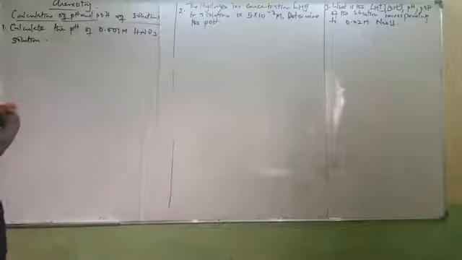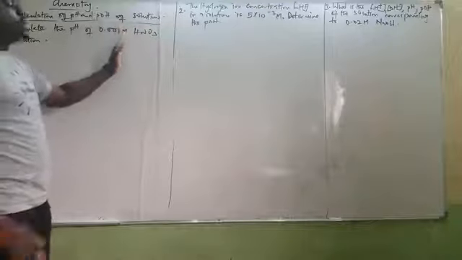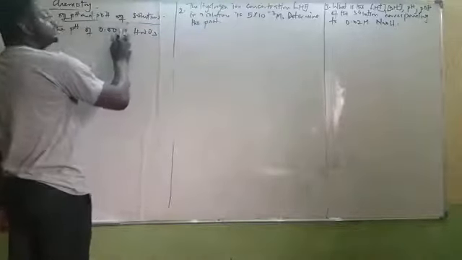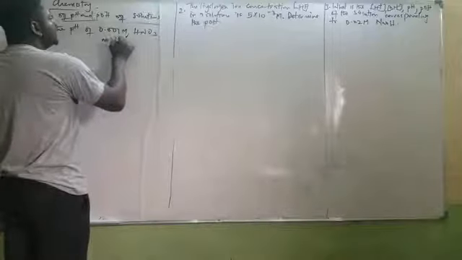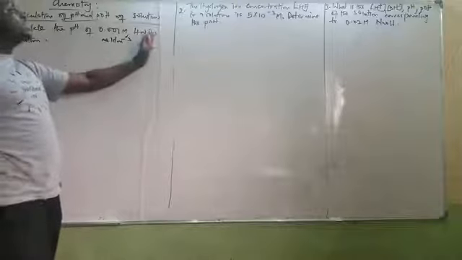So first, we have a question that says calculate the pH of 0.001 molar. Now, please take note, some students misunderstand this. This also means mole per dm cube. 0.001 mole per dm cube of HNO3 solution. So we are told to calculate the pH.